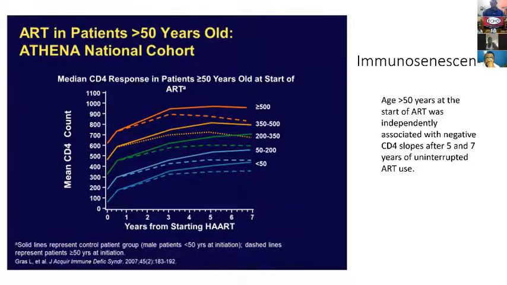And you can see at about year 5 to year 7, you actually start to see, paradoxically, a decline in CD4 count, even though the persons have been on uninterrupted antiretroviral therapy. These are not defaulters, they're not persons lost to follow-up, these are persons who are taking their medications, and you're seeing, especially in some of the higher CD4 strata, a leveling off or decline after 5 to 7 years. And that's as a result of immunosenescence.